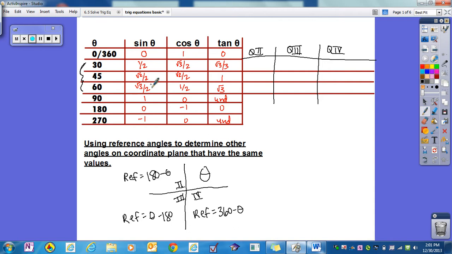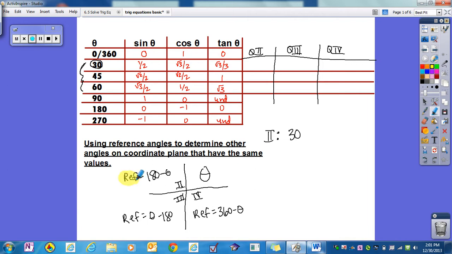So all of these values right here for 30, 45, and 60 all work not only in the first quadrant, but also in the second, third, and fourth quadrant, depending on what this reference angle actually referred to in those quadrants. So for example, if I'm looking at my reference angle of 30 degrees, let's look at 30 degrees in each quadrant.